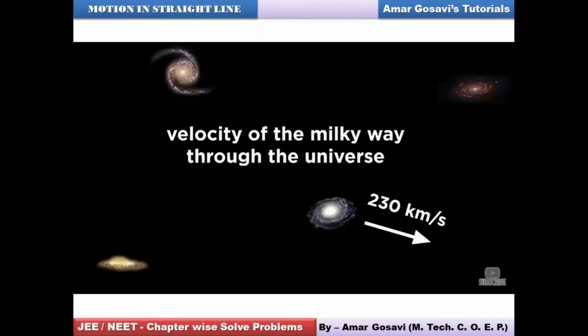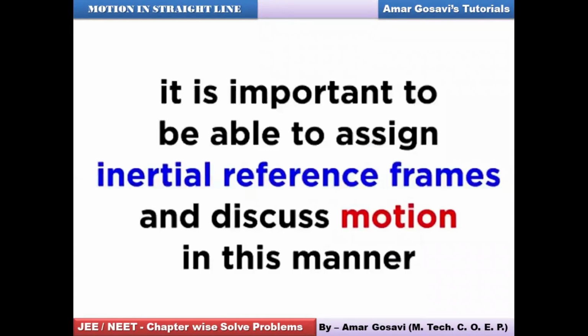You can see, the velocity of the Milky Way through the universe is 230 kilometer per second, I'm saying. So for this speed, the previous speed of 50 kilometer per hour won't make any difference. That's what I'm trying to say. All right, friends, let's see what is important then.